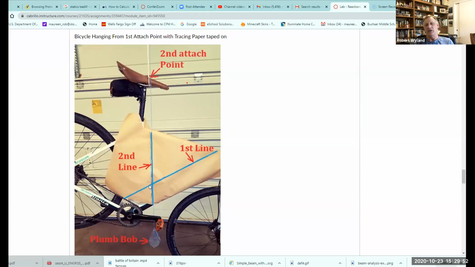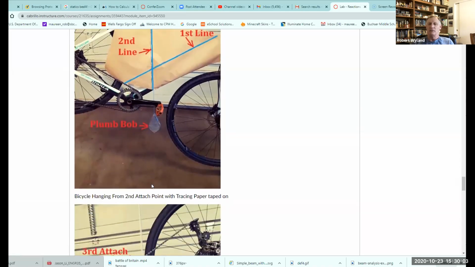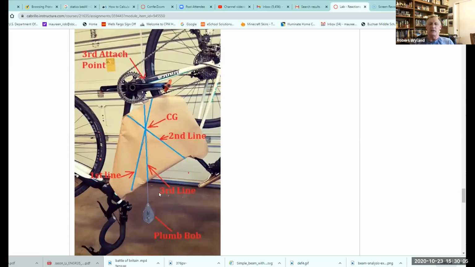So in theory, that should be my center of gravity. I like to do it a third time to make sure that I didn't goof up, because if I do it a third time, it should also intersect. And this time I hung it from the bottom bracket, and you can see that again, it did go right through here. So here I've got my center of gravity.